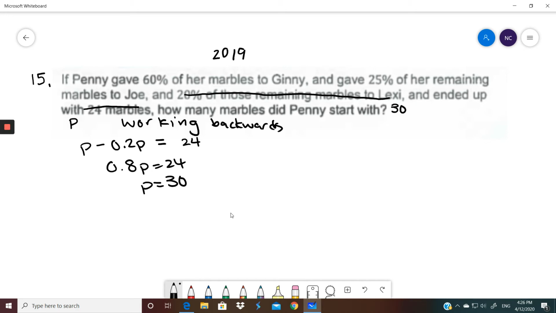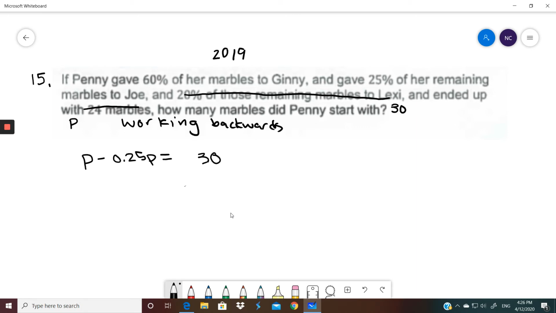And right here. Okay, now we have to figure out how many marbles she had before she gave to Joe. So she ends up with 30 because that's how much she had before she gave to Lexi. So if we say the marbles she had as P again, then P minus 25% or 0.25 of P equals 30, right? Because she gave 25% of her remaining marbles to Joe and ended up with 30.